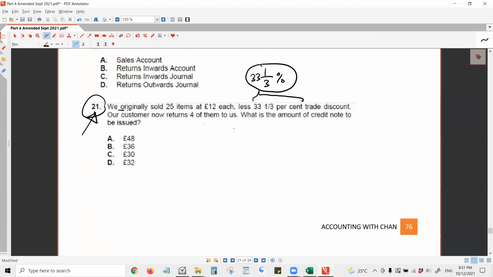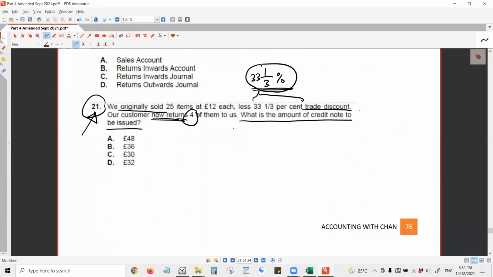At the buying and selling stage, there is a 33 and 1/3% trade discount. Therefore, when it comes to goods returning, you must also apply the same trade discount. They ask what is the amount of credit note to be issued, what amount should appear in the credit note. Credit note has got to do with goods returning, right?